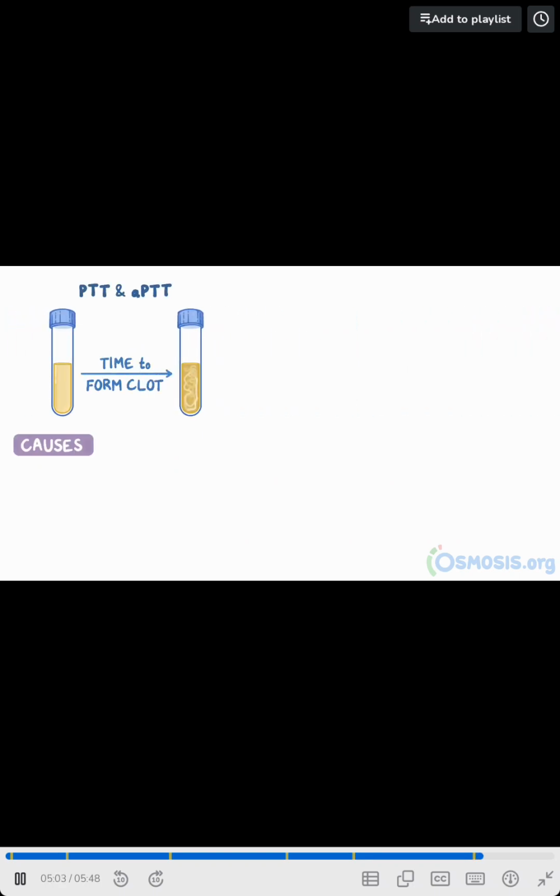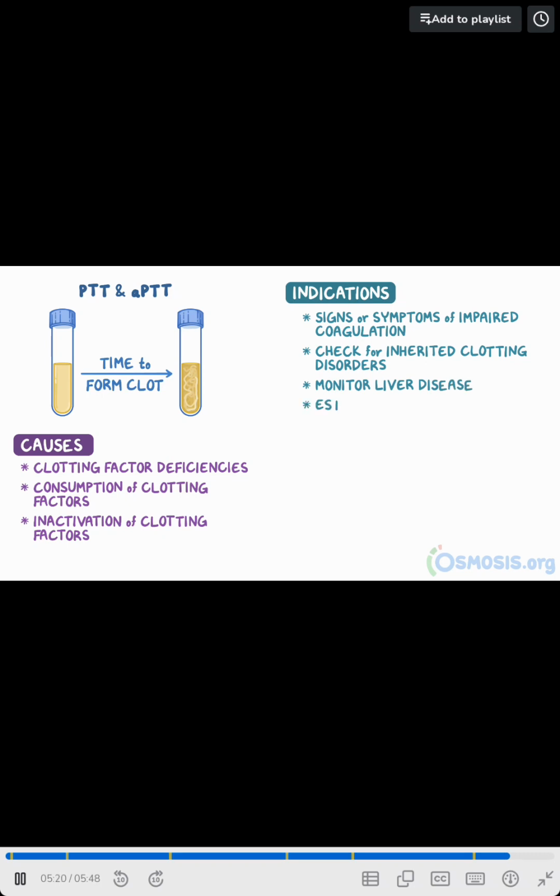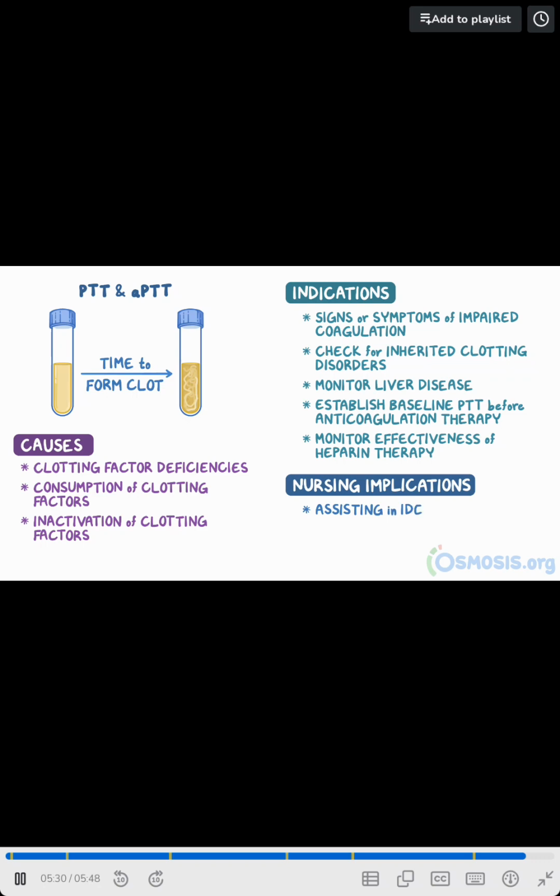Alright, as a quick recap, PTT and APTT measure the time it takes to form a clot. Causes of an increased PTT include clotting factor deficiencies, consumption of clotting factors, or inactivation of clotting factors. PTT is typically measured if there are signs or symptoms of impaired coagulation, to check for inherited clotting disorders, monitor liver disease, establish the client's baseline PTT before starting anticoagulation therapy, and to monitor the effectiveness of heparin therapy. Nursing implications include assisting in identifying and addressing the underlying cause and preventing complications.